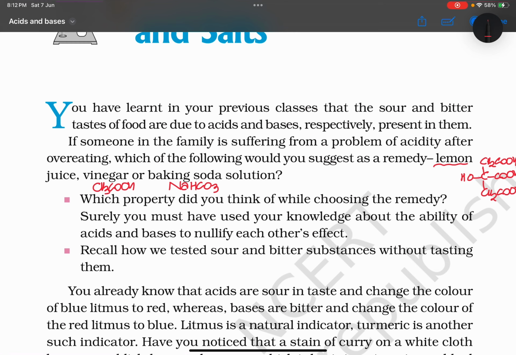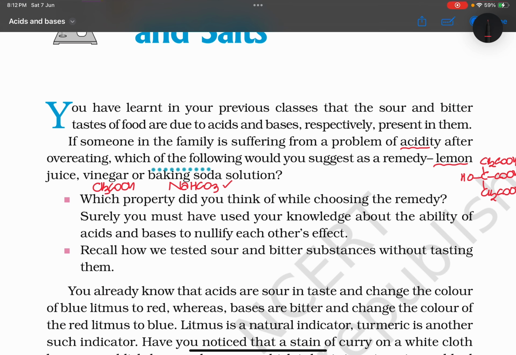If someone in the family is suffering from a problem of acidity after overeating, which of the following would you suggest as a remedy? Lemon juice, vinegar, or baking soda? Right, baking soda. So, acidity is already there because of overeating. When acidity is there, that means when our body has more acids, we need to give bases, right? So the suggestion from you will be baking soda solution.